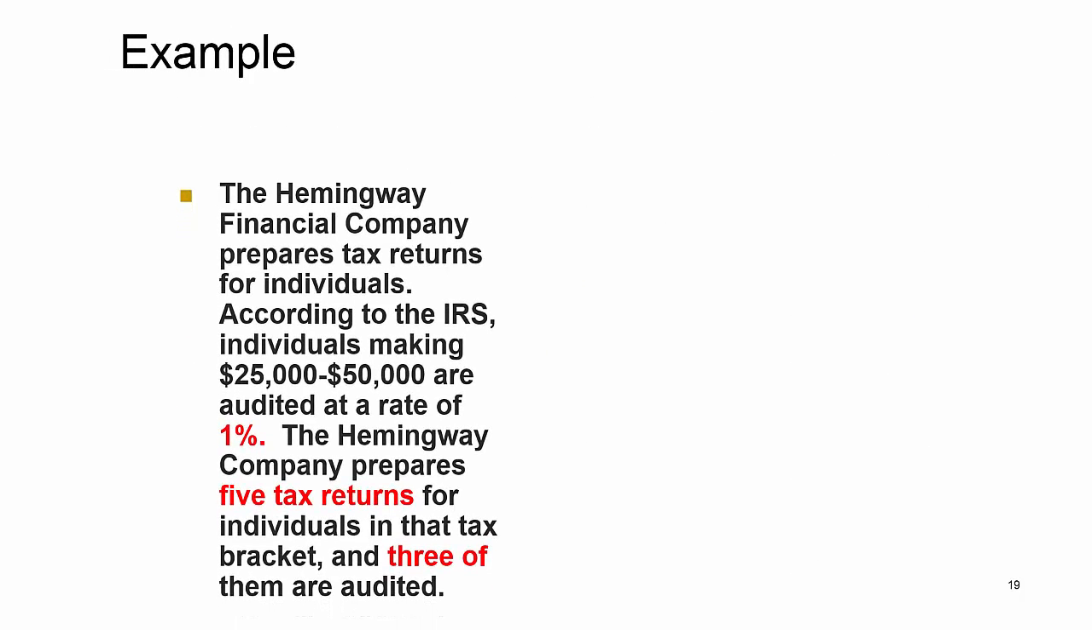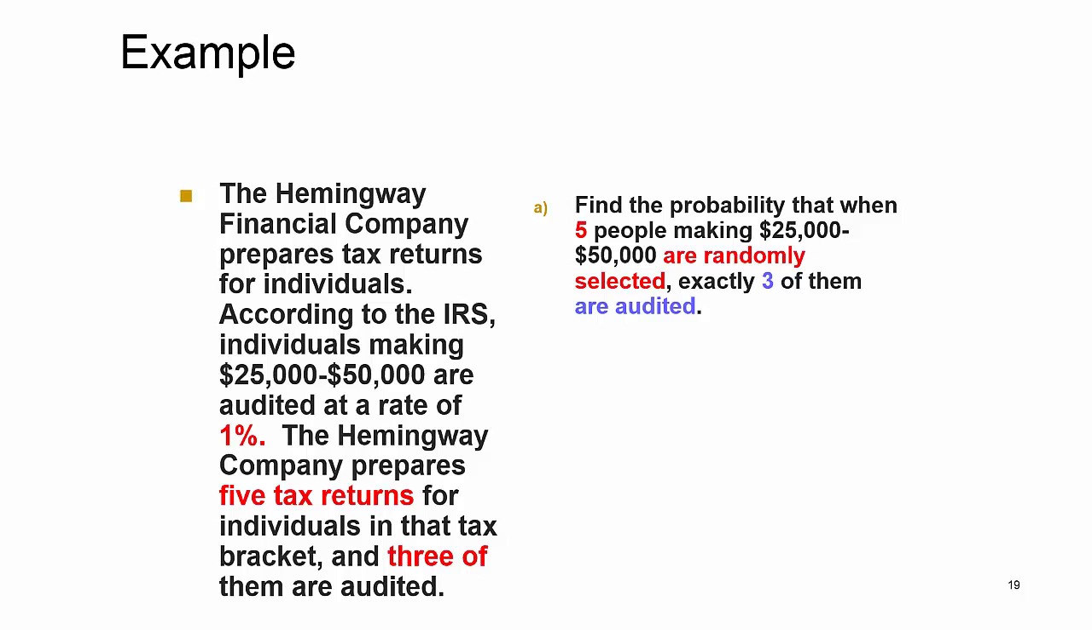The Hemingway Financial Company prepares tax returns for individuals. According to the IRS, individuals making $25,000 to $50,000 are audited at a rate of 1%. Now the Hemingway Company prepares 5 tax returns for individuals in that tax bracket, and 3 of them are audited. So this sounds kind of fishy because 3 out of the 5 tax returns in that bracket got audited, and that seems like a much higher rate of audit than the 1% reported by the IRS. So let's do some investigation here.